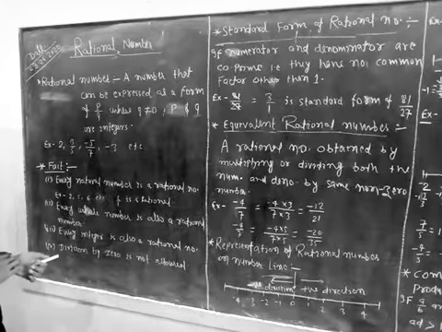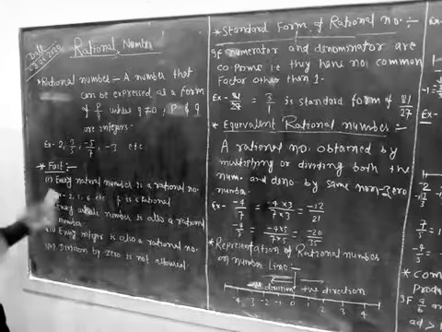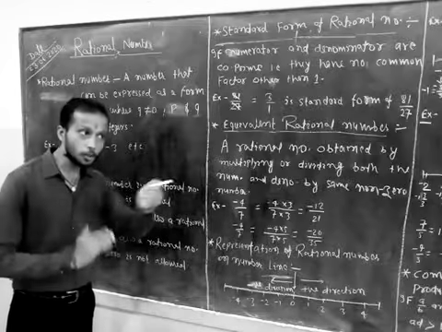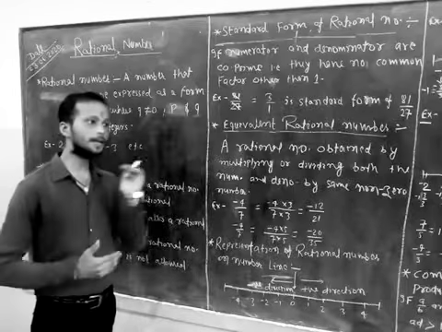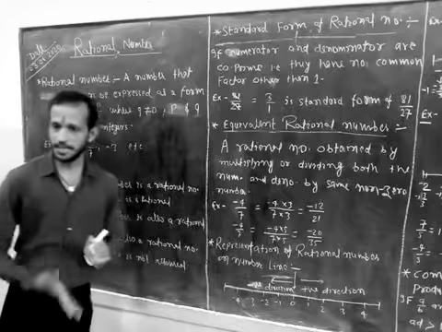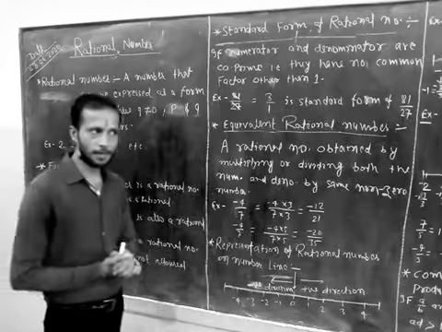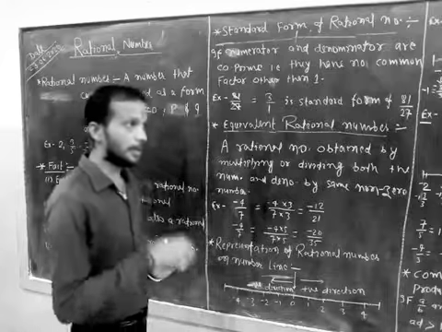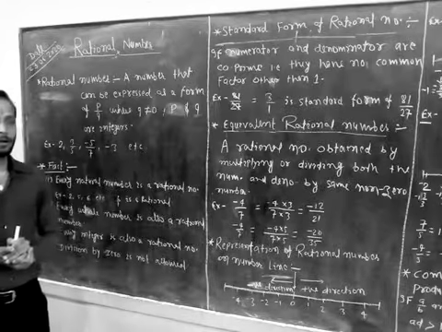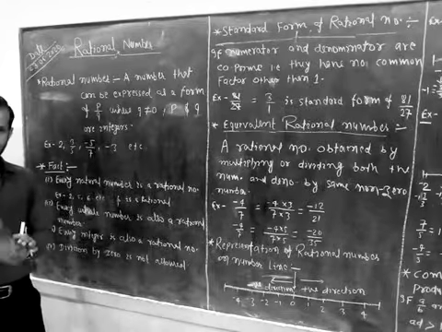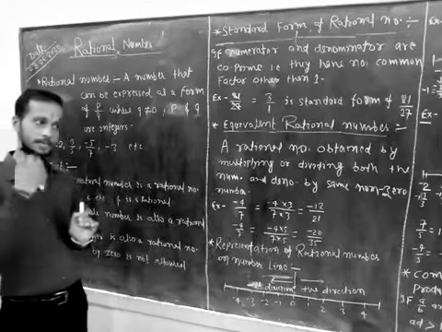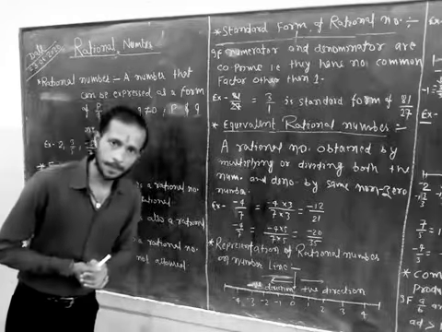And if the numerator and denominator both are negative, then the rational number is positive. Or if the numerator and denominator, one of them is negative, then the rational number is negative.